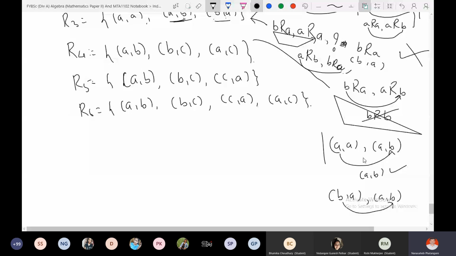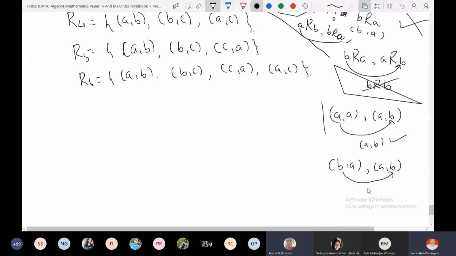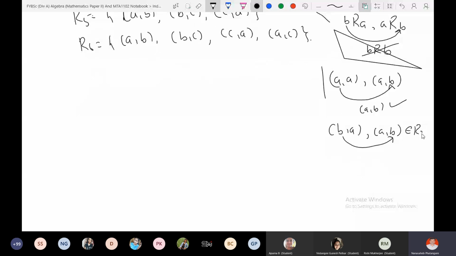Is it clear now? Yes, sir. So this is not transitive. Pair A and B are in R3, but pair B comma B is not in R3. Therefore, R3 is not transitive. Correct. So is it clear now? Yes, sir, clear.